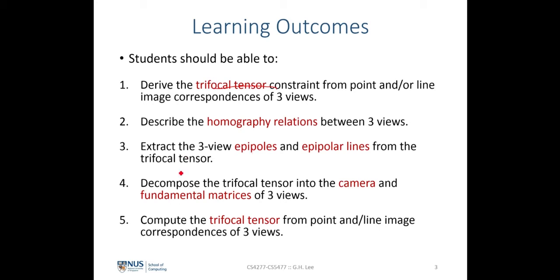Next, we'll look at how to extract the 3-view epipoles and epipolar lines from the trifocal tensor. And we'll also look at how to decompose the trifocal tensor into the camera matrices as well as the fundamental matrices that relate the 3 views. Finally, we'll compute the trifocal tensor from image point and line correspondences of 3 views.